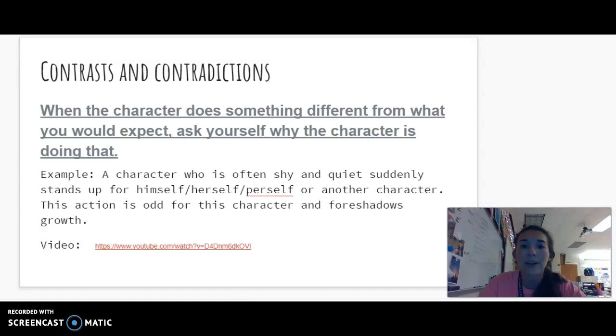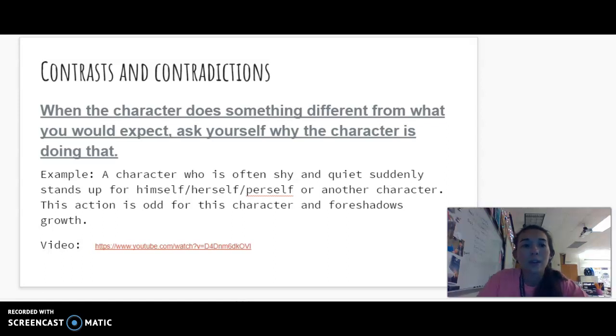Alright, let's talk about a contrast and contradiction. This is when the character does something different from what you would expect. Ask yourself why the character is doing that. For example, a character who is often shy and quiet suddenly stands up for himself, herself, or another character. This action is odd for this character and foreshadows growth. Big character changes oftentimes give us an idea as far as how the novel might change over time.